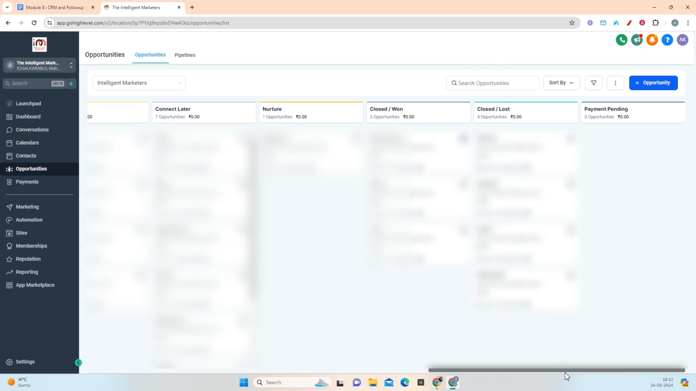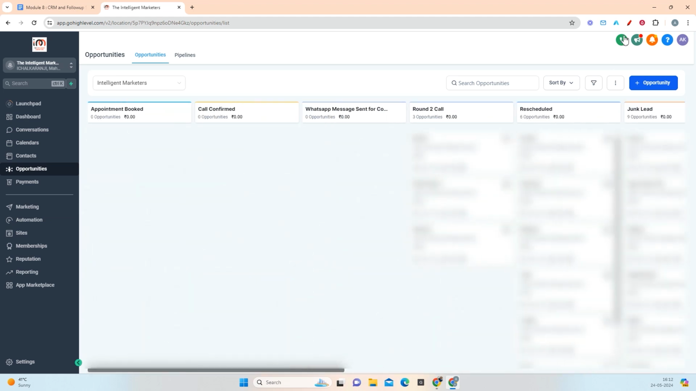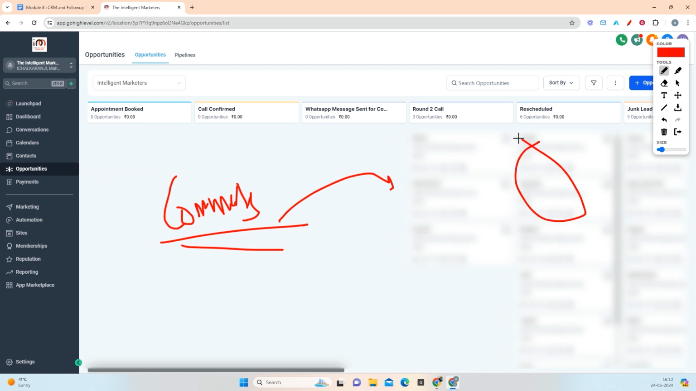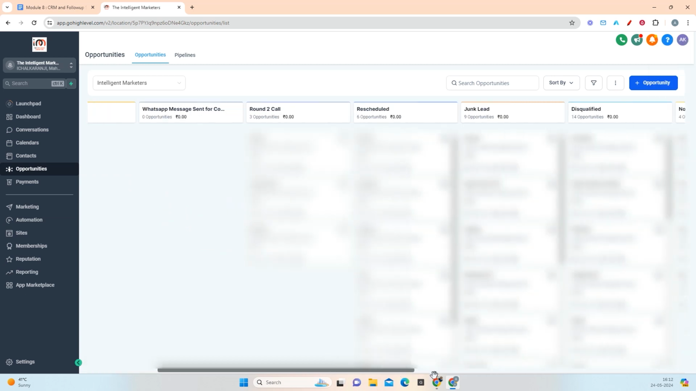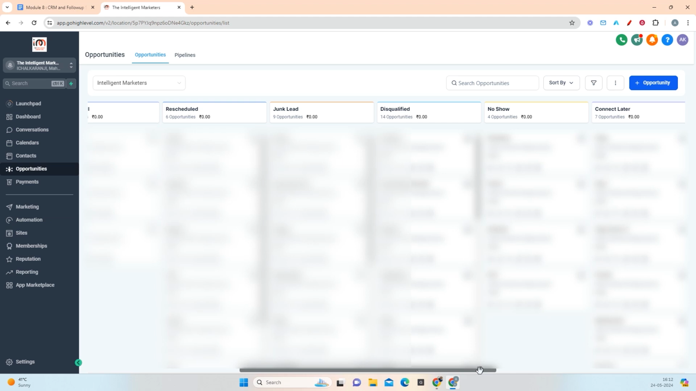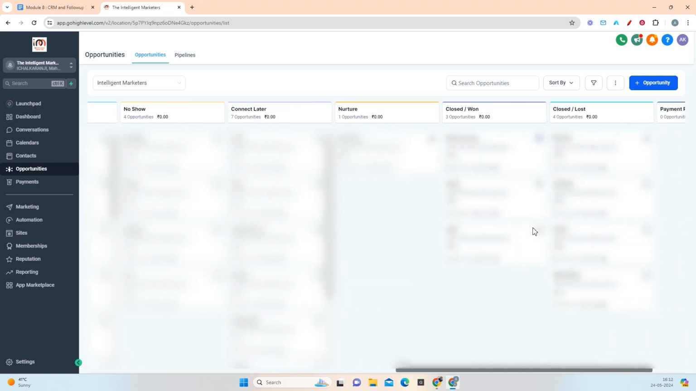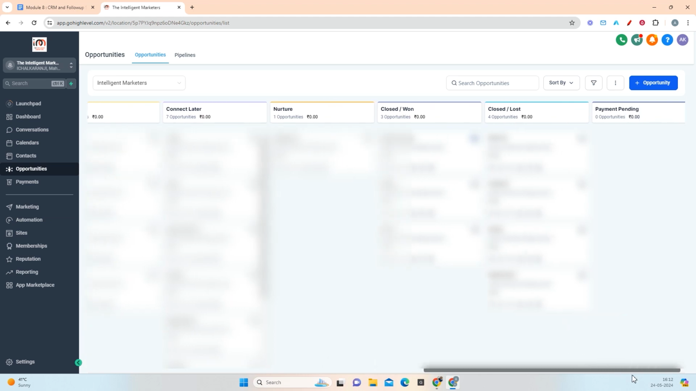Now the most important part is that at each stage you can go in and write comments. That is very, very important. I can write comments about what things are going to be done on the round to call, comments about the rescheduled person. You can write comments about why someone is disqualified, and about connect later. If you won the deal, write the reason or the good pointers. If you lost the deal, write why you lost it, what happened exactly, and why you were not able to close it. You can write comments about everything.